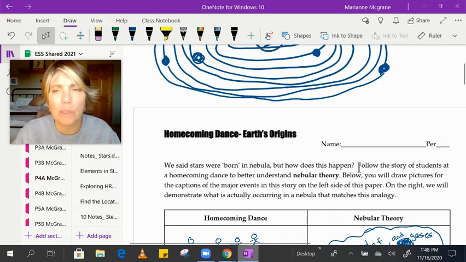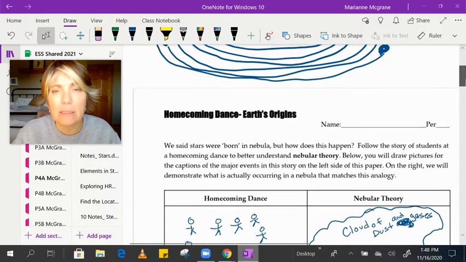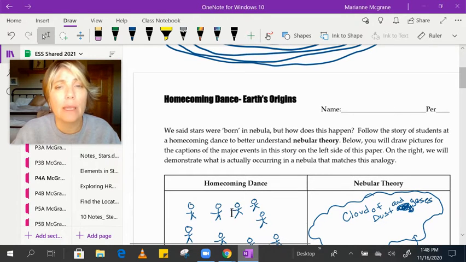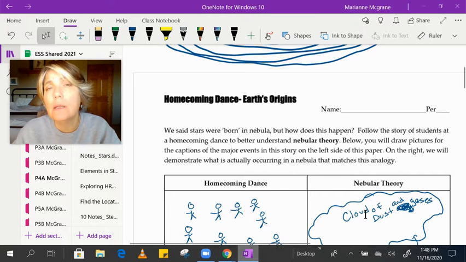But how does this happen? We're going to follow the story of students at a homecoming dance to better understand what's called the nebular theory. Below, we drew pictures and captions of the major events of the story on the left side, and then on the right side we demonstrated what was actually happening in a nebula, a giant cloud of dust and gas, that matches the analogy. So it's a way to teach this idea of a nebular theory.